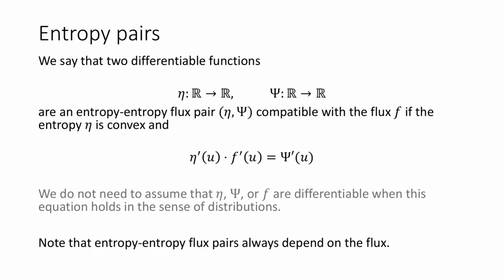Whereas here we have taken derivatives of the entropy, the flux, and the entropy flux psi, we actually do not need to assume that eta, psi, or f are differentiable. We only need to assume that this equation holds in the sense of distributions, to be explained later. We also note that entropy and entropy flux pairs always depend on the flux. So if we use the notion of entropy pair, entropy flux, this is always to be understood together with some flux function f that we have in the back of our minds.